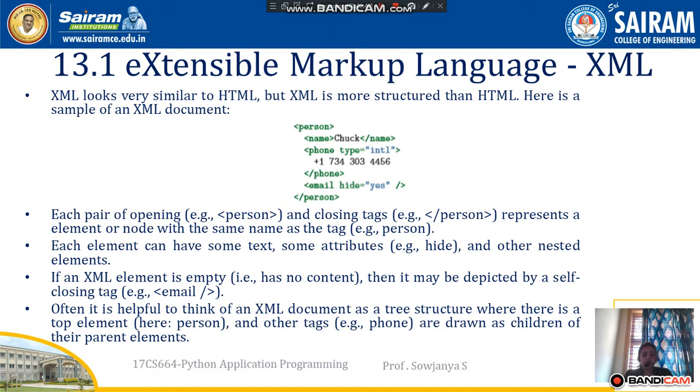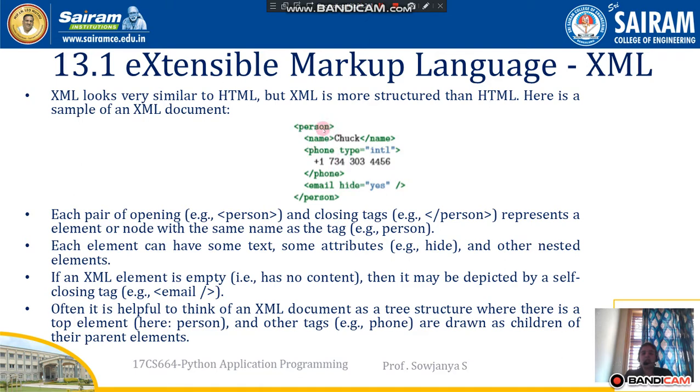Now the first one is extensible markup language. Generally we know what HTML is, that is hypertext markup language, but what is the difference between these two? What is the advantage XML has over HTML? In general we can say XML is similar to HTML, but XML is more structured and more specific when compared to HTML. For example, you can see one example here.